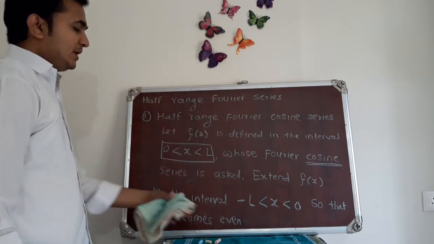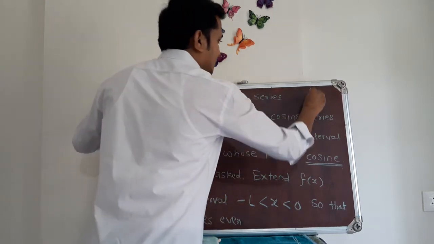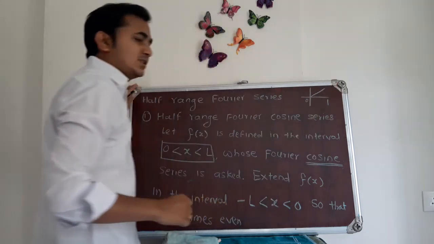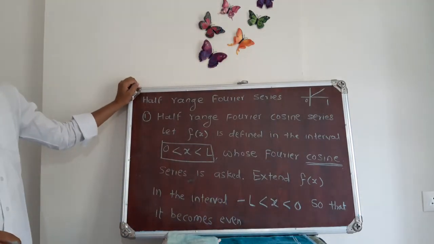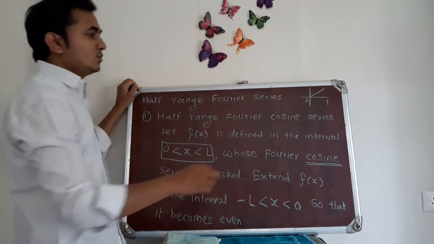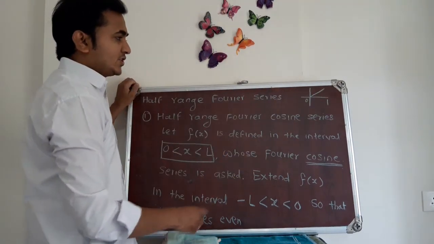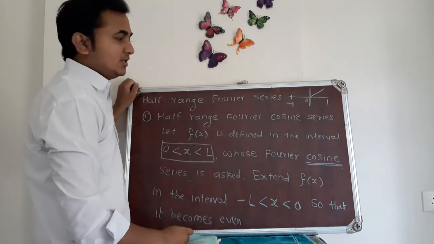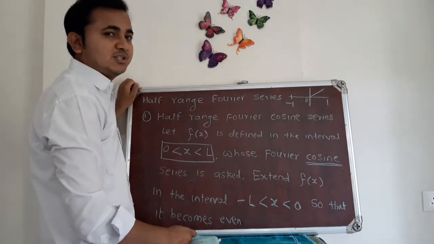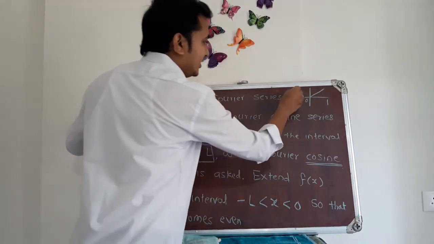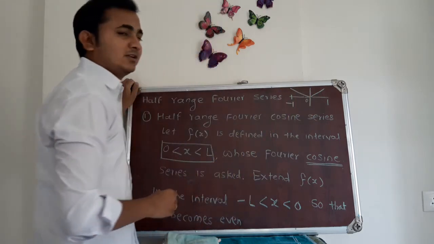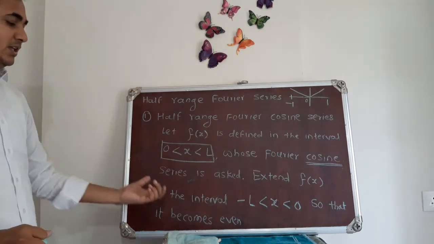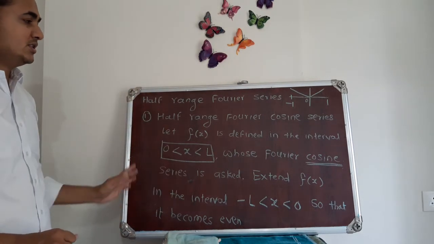Now what do I mean by that? Suppose between 0 to 1 your function is y equal to x. The idea is to find the Fourier cosine series of this function. You extend it from minus 1 to 0 so that it becomes an even function, that means the graph should be symmetric about the y-axis. So how will you extend it? Something like this, y equal to minus x. So the resulting function becomes an even function, and then its Fourier cosine series is easily formed.